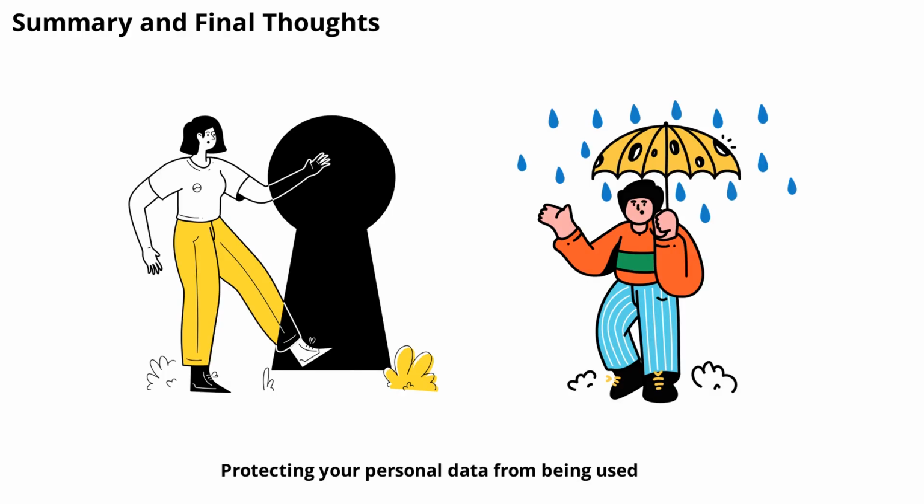Protecting your personal data from being used to train AI requires a combination of awareness, proactive steps, and ongoing vigilance. By understanding the risks, using privacy tools, and exercising your legal rights, you can significantly reduce the chances of your data being misused. Remember, your privacy is valuable, and taking action today helps secure your information for the future. Stay informed, stay cautious, and empower yourself to control your digital footprint.